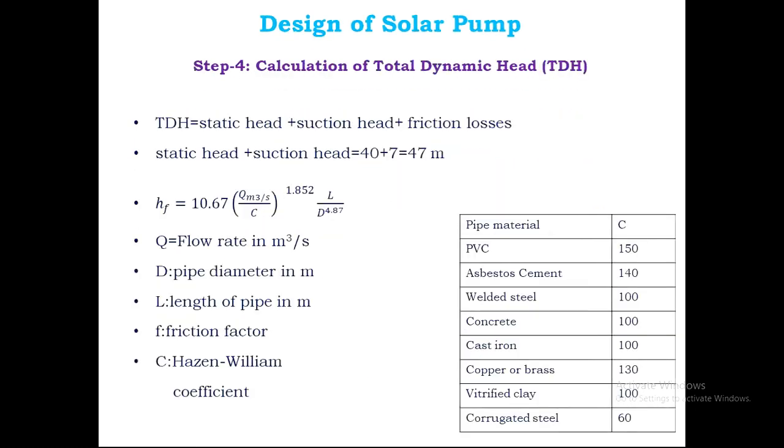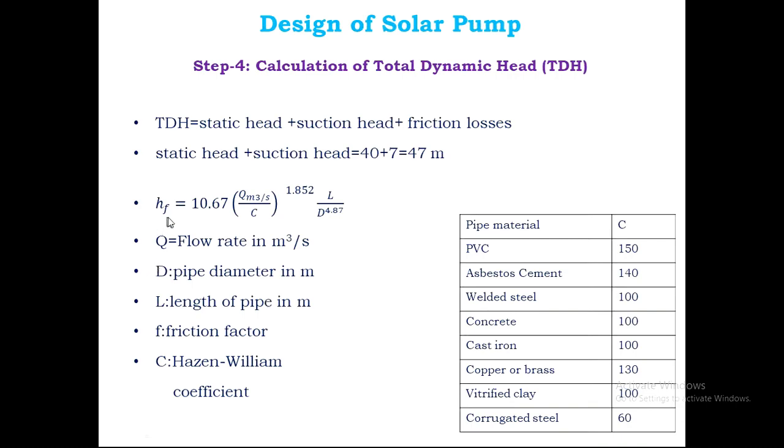But you have to calculate the frictional losses. You are using some type of pipe material, and based on the pipe material, the frictional losses will change. So different types of pipe materials are there. For different types of material, there will be some coefficient. You have to use this coefficient C, which is called the Hazen-Williams coefficient.